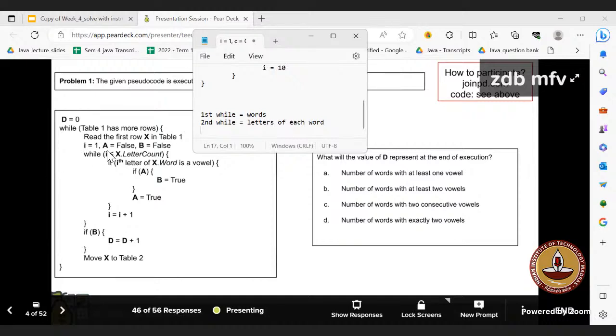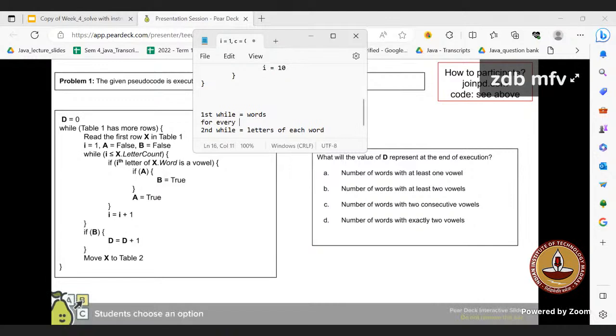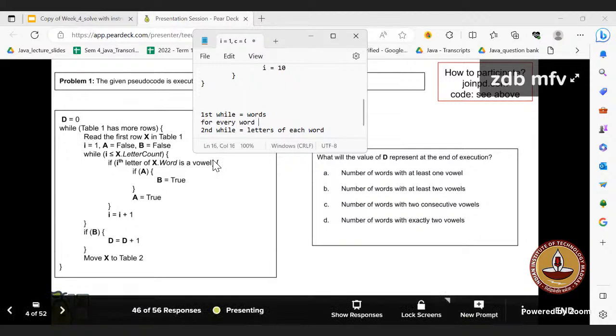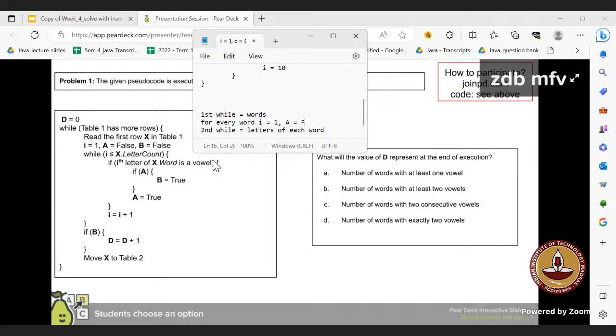So A equal to 1, I equal to 1, A equal to false, B equal to false. That will be set for each and every word because that is inside the first while loop but outside the inner while loop. So for every word, is it clear for you, everyone? Yes, ma'am. For every word, for every card, we are doing I equal to 1, A equal to false, and B equal to false.